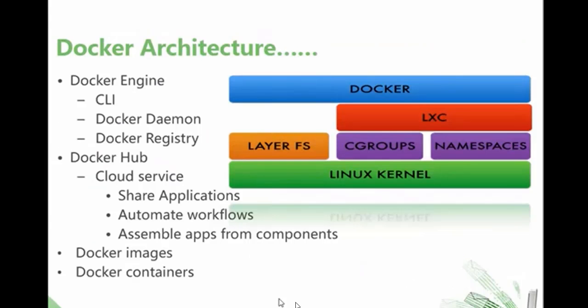Okay, Docker architecture, Docker engine. In the Docker engine, the command line interface will be there, the Docker daemon process will be running, and the Docker registry will also be running. Docker Hub is a cloud service, so we can share our applications, automate workflows in Docker Hub, and assemble apps from components. Docker images. Then we need to know Docker containers.